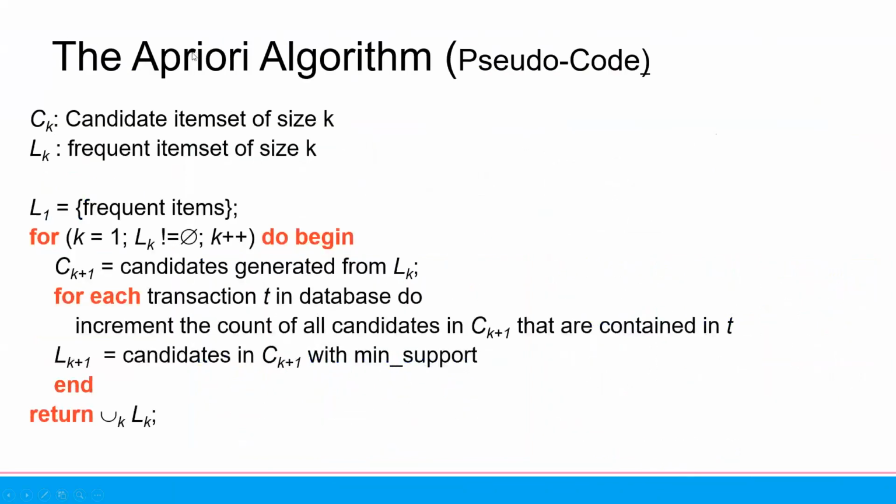So the Apriori algorithm can be seen like this. The candidate item set of size k is the C. Size k means k equals to 1, k equals to 2, k equals to 3. And the frequent item set is in the L.